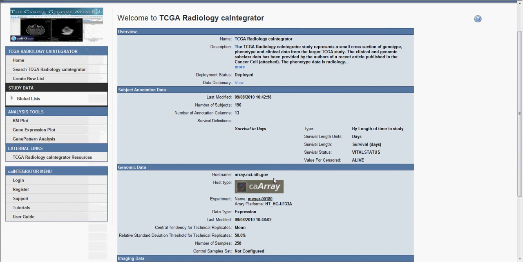The genomic data is basically gene expression data derived from a microarray assay. The assay was done with data collected from the same group of patients. Originally the data was stored in CArray, and during the creation of this particular study, the CArray gene expression data was extracted and is now stored in C Integrator.